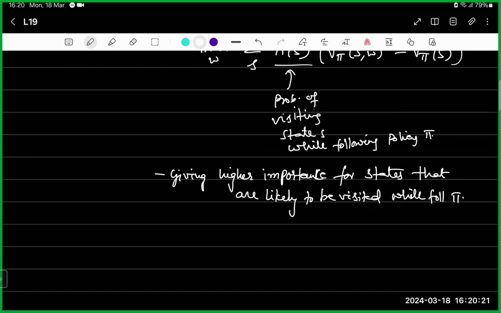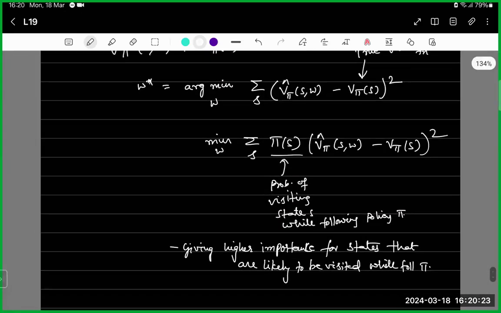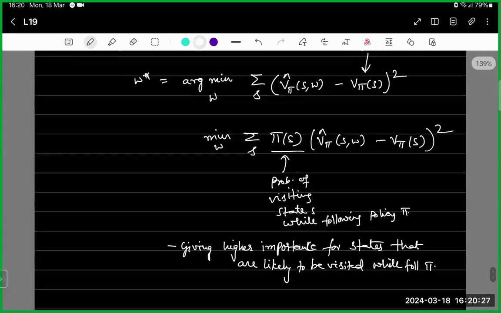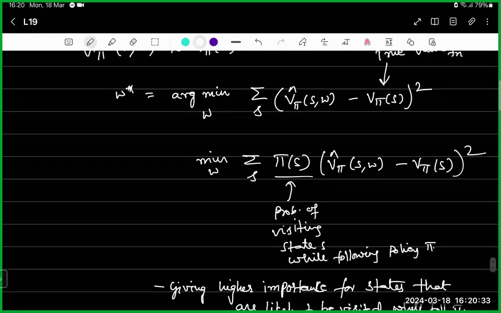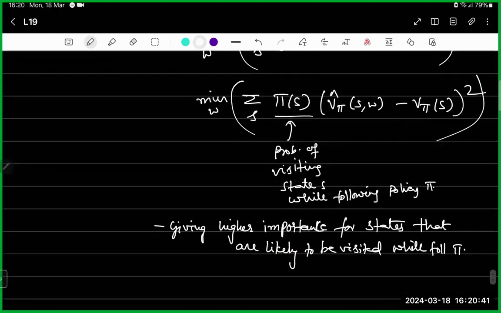So now we want to minimize this function. Okay. So one standard way of doing this is using stochastic gradient descent, right? If this is our error function, which we want to minimize, what will be the gradient?